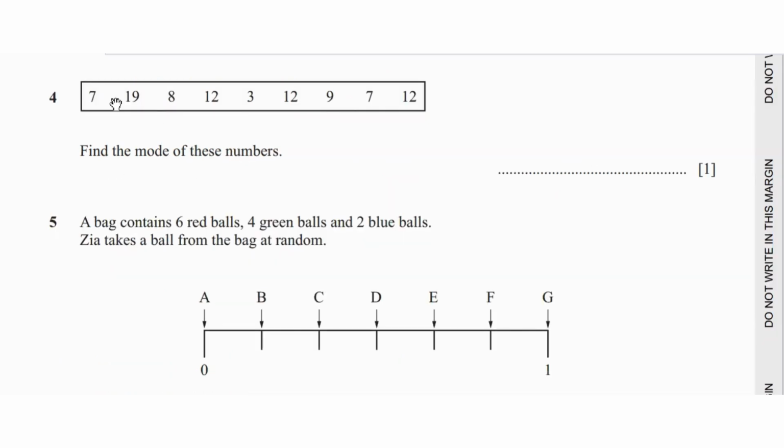Question 4 says find the mode of these numbers. So mode is basically your highest frequency. And by highest frequency, I mean the number that's occurring the most. So the number that's occurring the most is 12. So that's your mode.